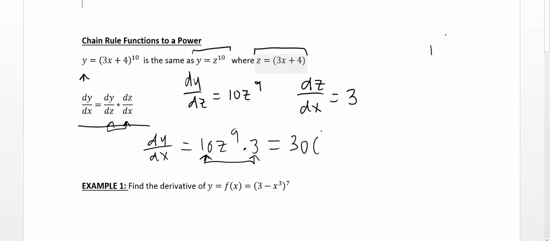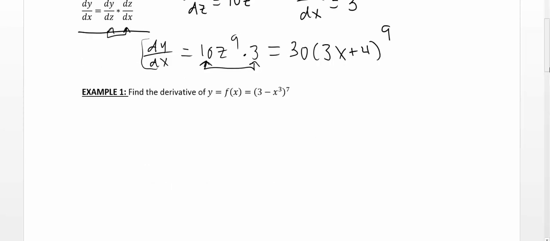I don't want z in my final answer because the final answer wants me to have something that relates y and x. So for my last step, I'm going to go back and plug in what z represents in terms of x. Because it's more than one term, I have to be sure to use parentheses: (3x plus 4) to the 9th power. So my final derivative of the original function, (3x plus 4) raised to the 10th, is 30 times (3x plus 4) to the 9th. Let's look at another.